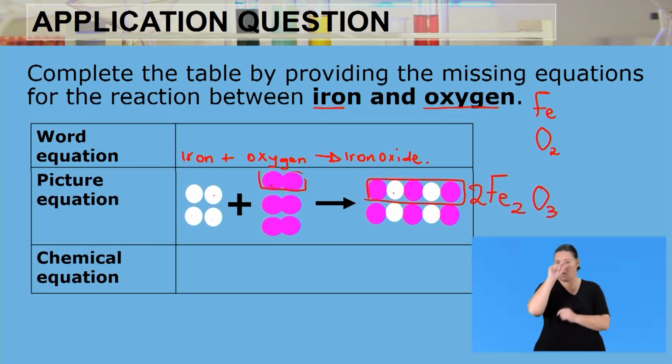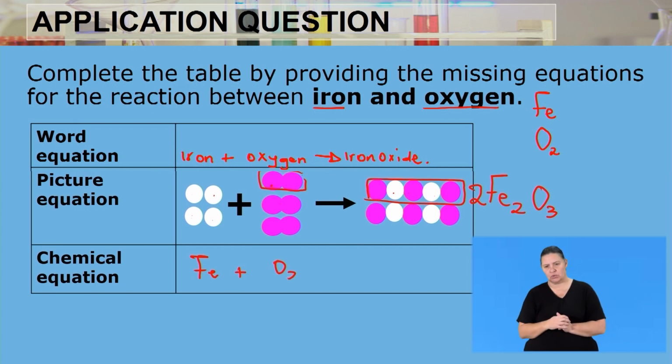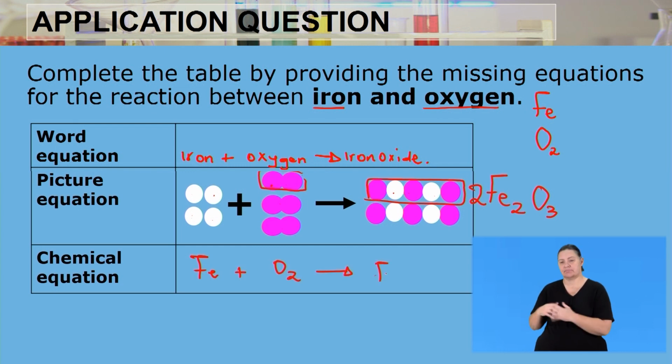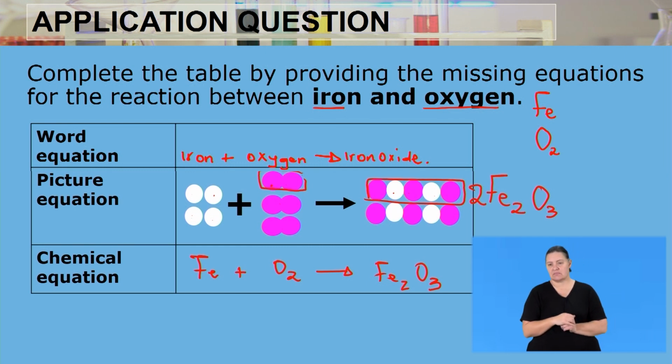So now we need to write the chemical equation to show this picture and also to better show this word equation of the reaction between iron and oxygen. Starting with just the general symbols, we have Fe plus O2 reacting to form Fe2O3. Then to balance the equation, remember, we start with the numbers that you have here. We're seeing that we have 2 oxygen and then we have 3 oxygen. So we can start there to balance.